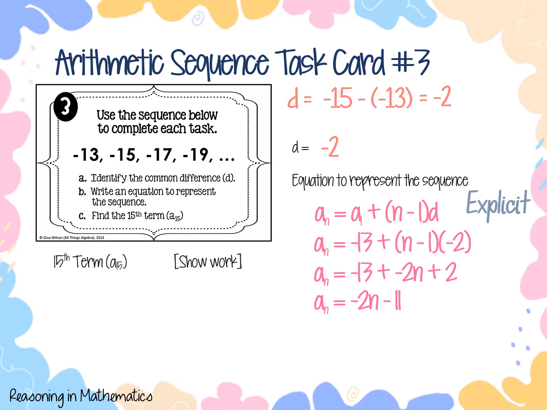Combine like terms. And our explicit formula for this sequence, where we can find any term we want, is a sub n equals negative 2n minus 11, and we want the 15th term. So we plug in 15 for n and calculate that on our calculator, and the 15th term is negative 44.